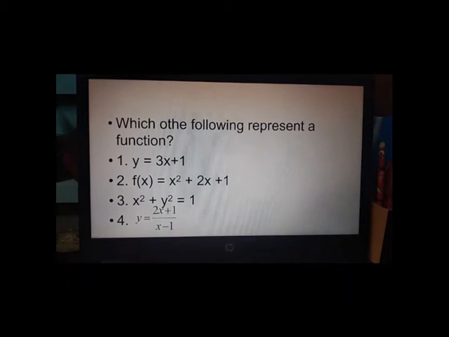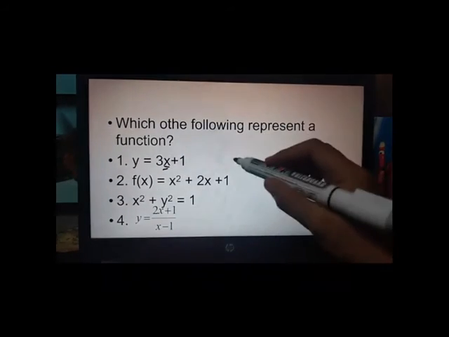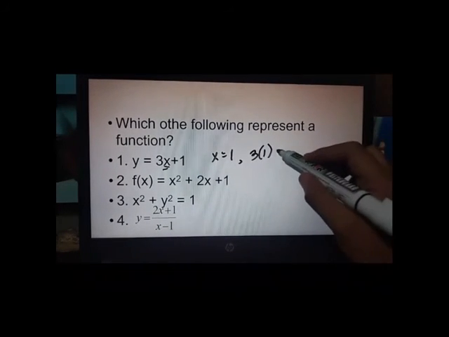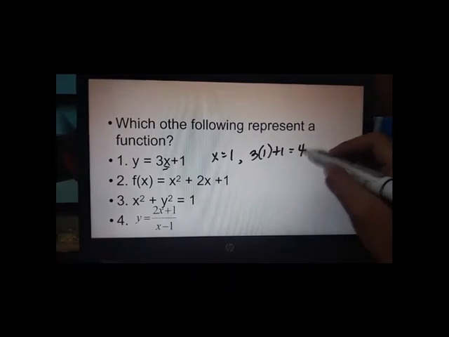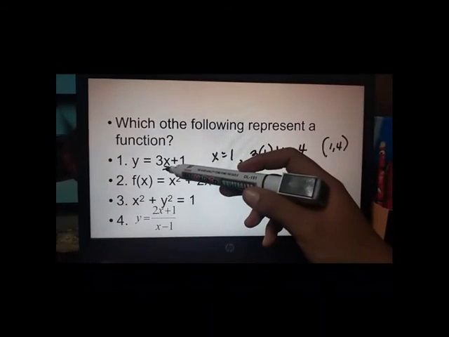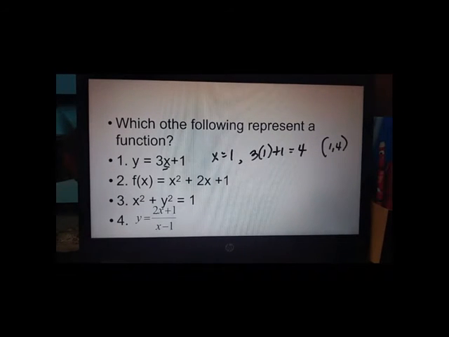Okay, how about using a rule? Number 1, function or not a function? Okay, this is a function. If we substitute values in x, we can take any value of x. Let's try. If x is equal to 1, then what will be our y? So we have an ordered pair of 1 and 4. So if you plug in any value in x, still we will have one value in y. So is this a function? Yes, it is a function.